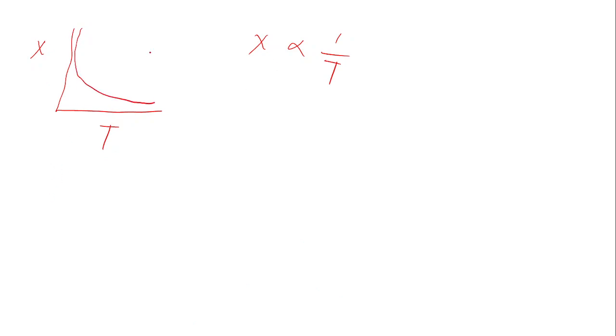Or if we take 1 over chi and T, then it will be a straight line. So this is the behavior. For diamagnetic material, the susceptibility was independent of temperature, whereas for paramagnetic materials, it is inversely proportional. So that is the derivation till here. Yeah, so this was Langevin's classical theory.